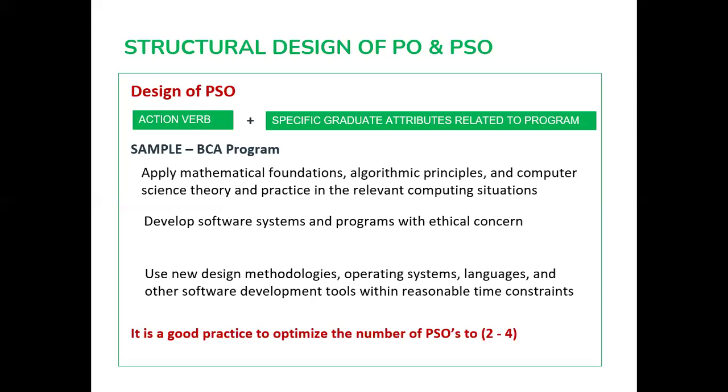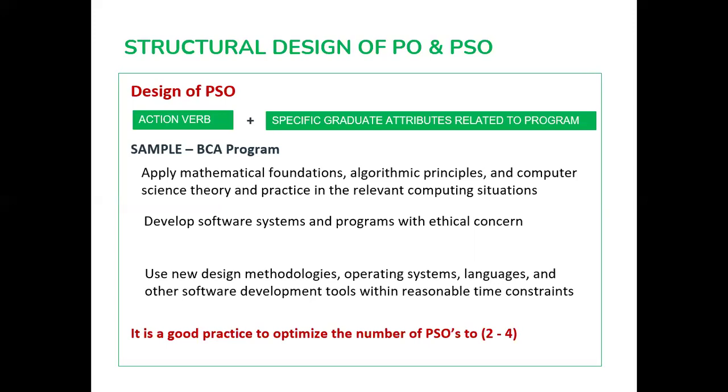Another program specific outcome: develop software systems and programs with ethical concern. And the third one: use new design methodologies, operating systems, languages, and other software development tools within reasonable time constraints. So we have designed three PSOs here for a BCA program. As a best practice, you can have a minimum of 2 and a maximum of 4 PSOs.